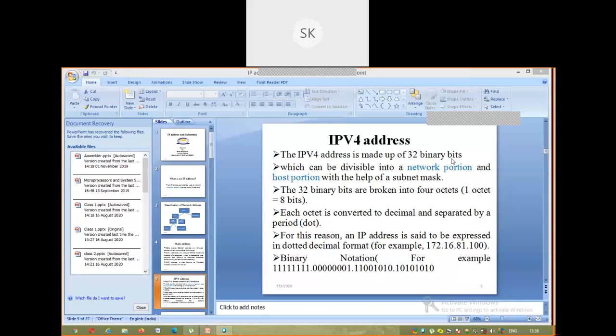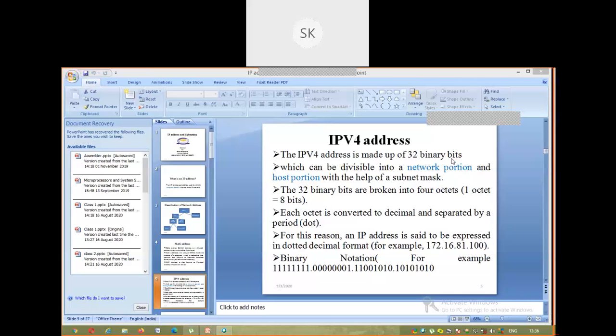I'm repeating. This whole 32 bits is divided into two portions. The first portion is known as the network portion, and the second portion is known as the host portion. And it is written here with the help of a subnet mask. What is a subnet mask? We'll discuss it in the next slide.